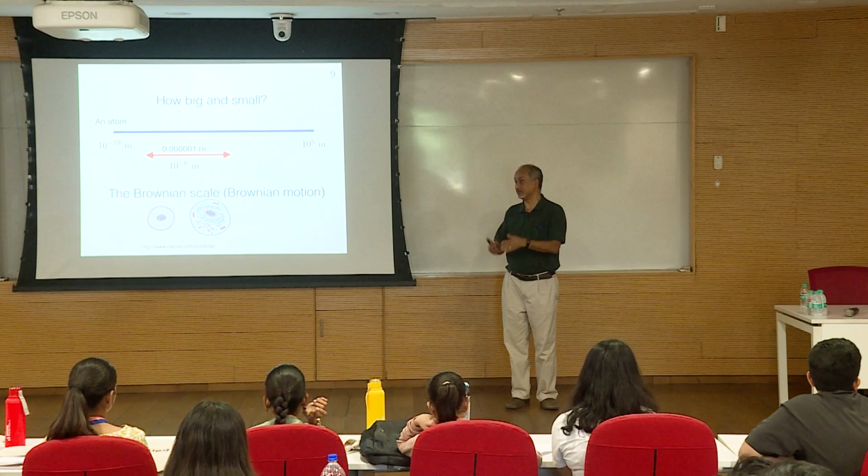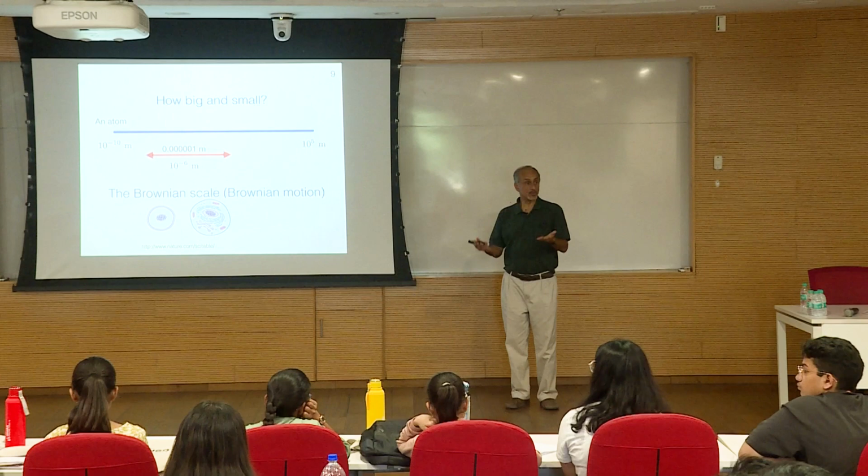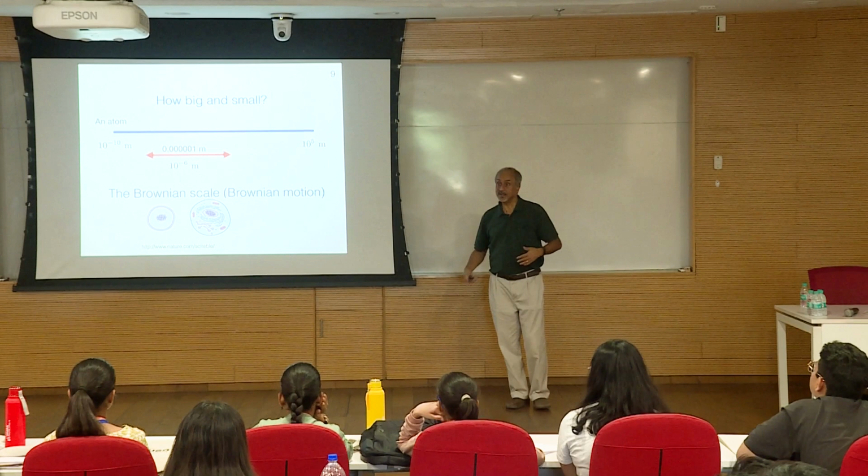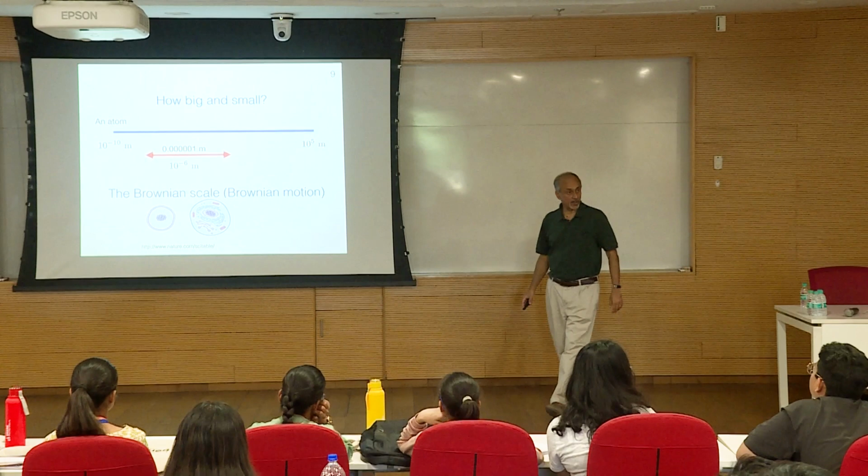They're in motion because they're at room temperature, and that room temperature takes very small things and kicks them around all over the place. So it's called Brownian motion. Anything that's as small as a cell or smaller is constantly subjected to Brownian motion. That's another thing to remember. And again, that will be important when we talk about what is soft.